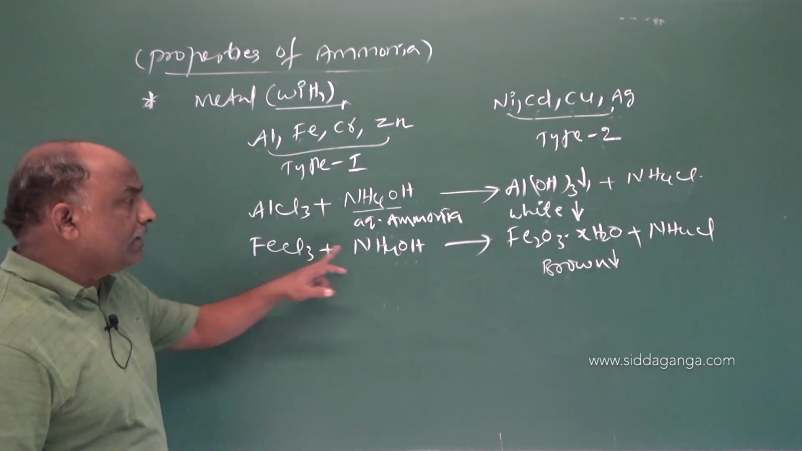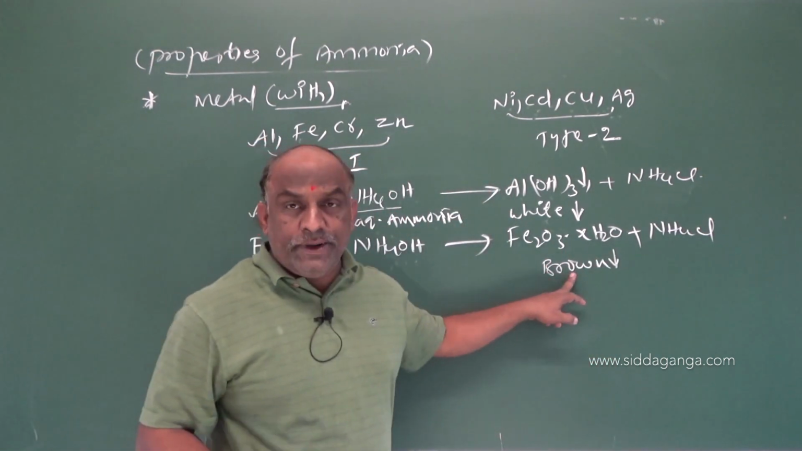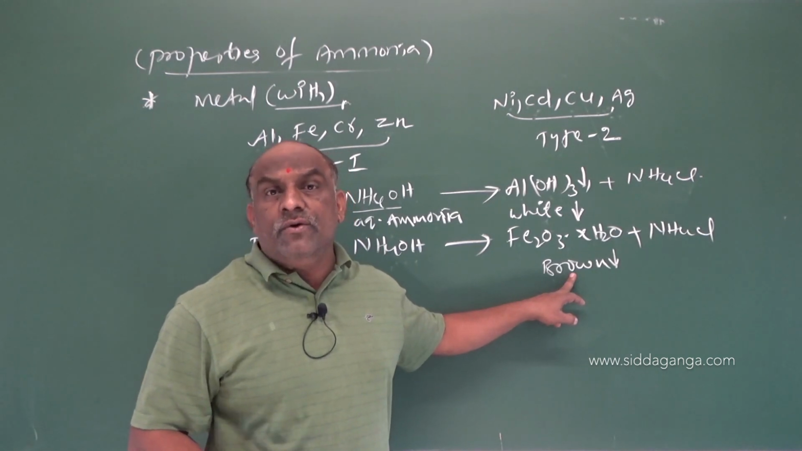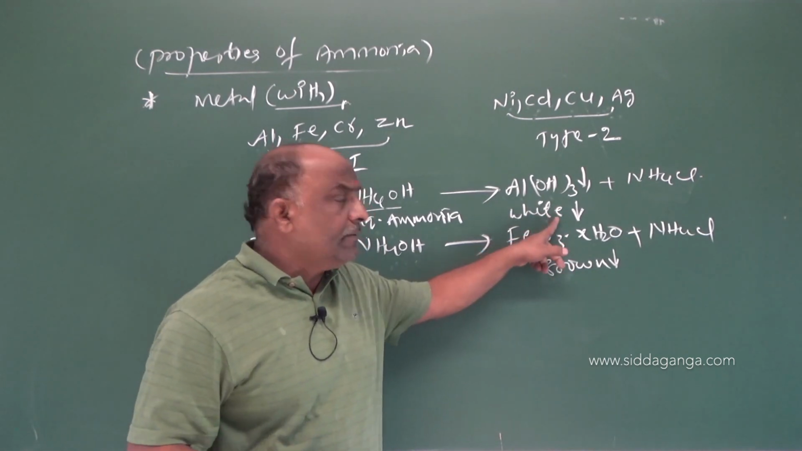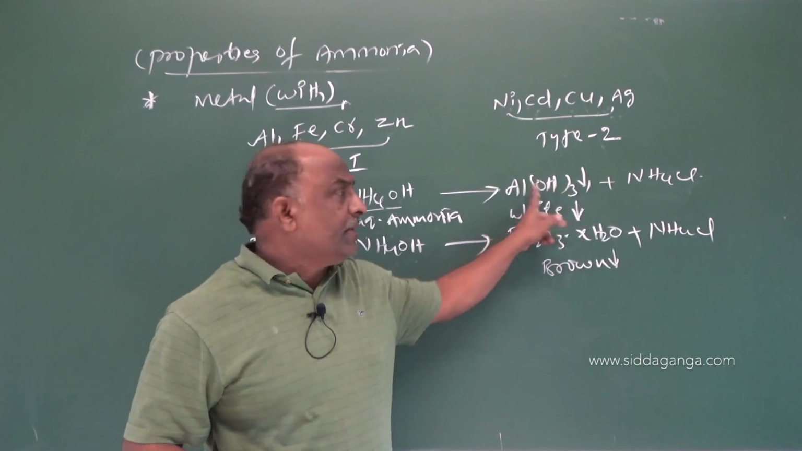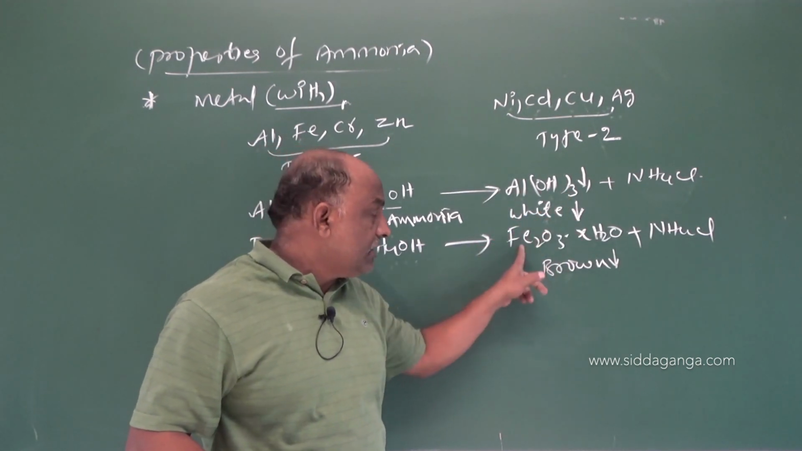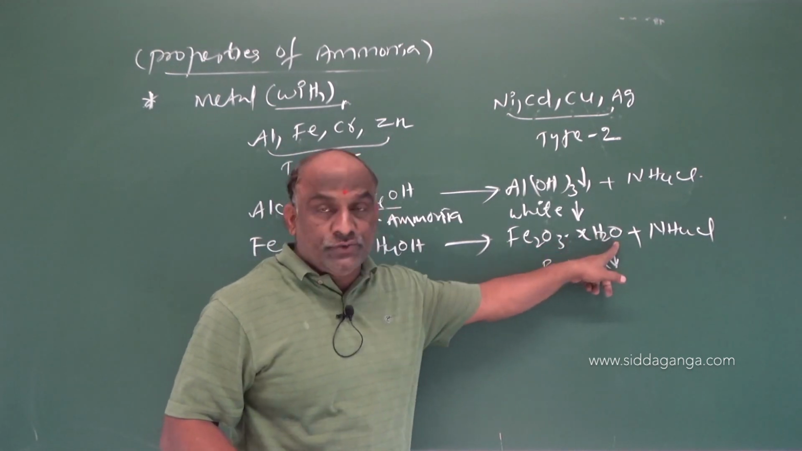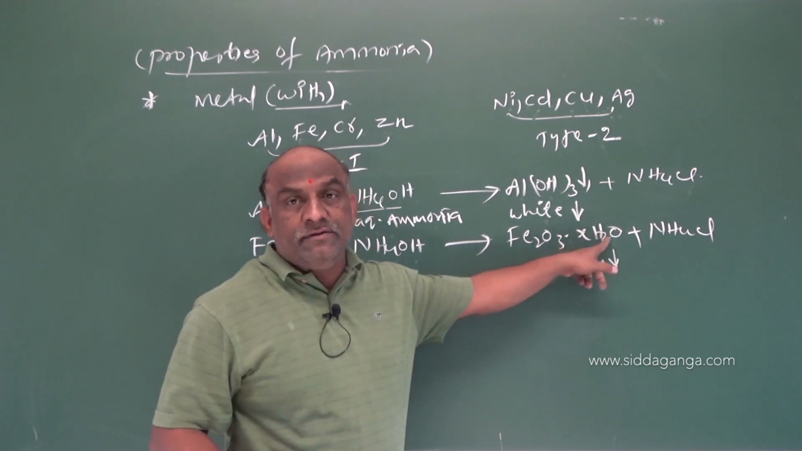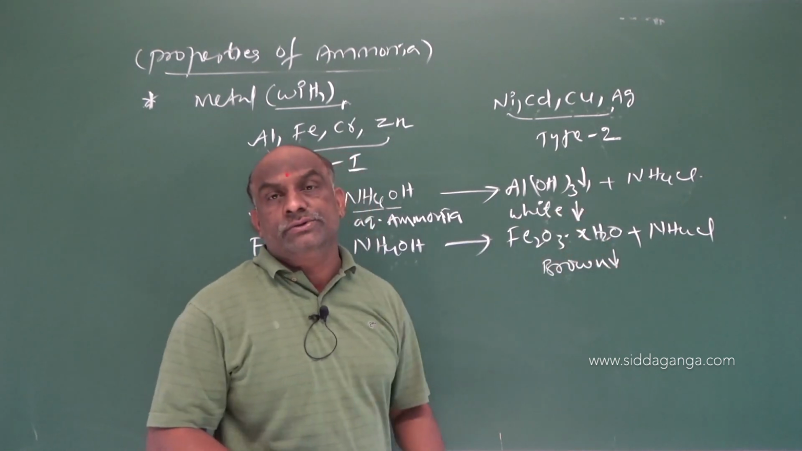Iron salts are dissolved in ammonium hydroxide, brown PPT. What is brown PPT? Fe(OH)3. What is white PPT? Al(OH)3, aluminum hydroxide. Fe(OH)3 is Fe2O3.xH2O, iron oxide which contains water molecules.